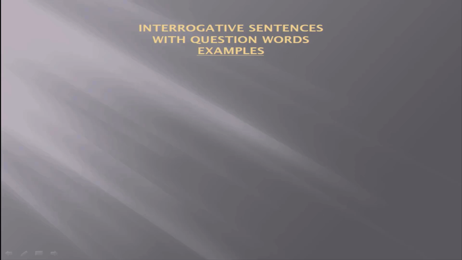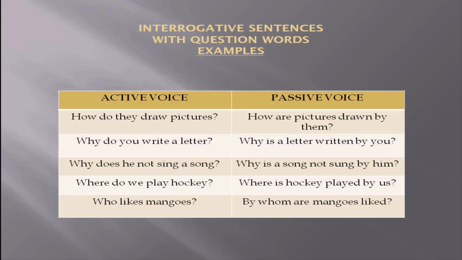Now come to examples. Number 1, how do they draw pictures? Number 2, why do you write a letter? Number 3, why does he not sing a song? Number 4, where do we play hockey? Number 5, who likes mangoes? In these sentences, how, why, where, and who are question words.